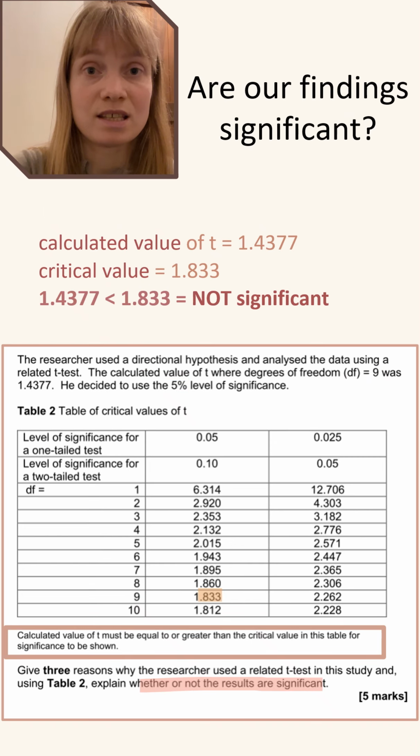For the t-test, the calculated value must be equal to or greater than the critical value. However, our calculated value of 1.4377 is smaller than the critical value of 1.833. Therefore, the result is not significant. This means we have to accept the null hypothesis. There's not enough evidence to say there's a real effect.